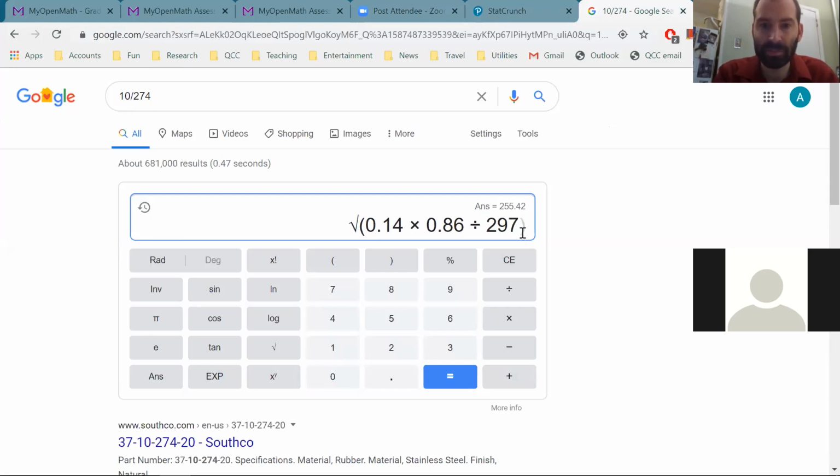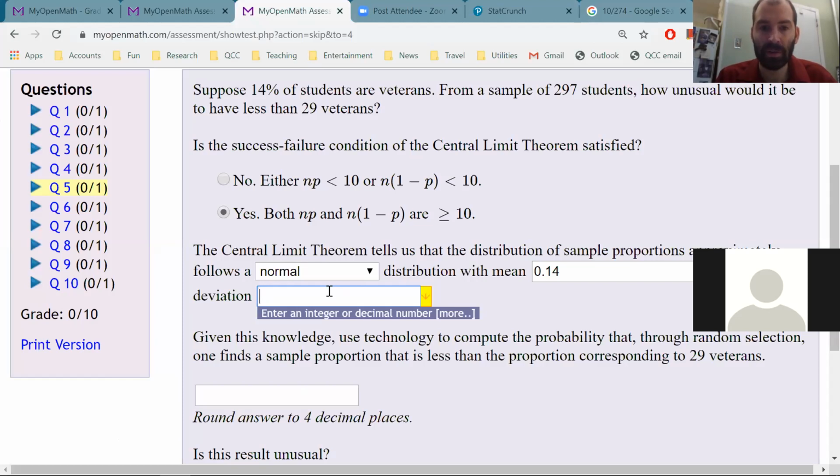297. Taking the square root of that, there's my standard deviation. I'm going to round it to 4 decimal places. You should always go to 4 decimal places at least on these problems. 0.0201, all right? 0.0201. That's what the central limit theorem tells me.